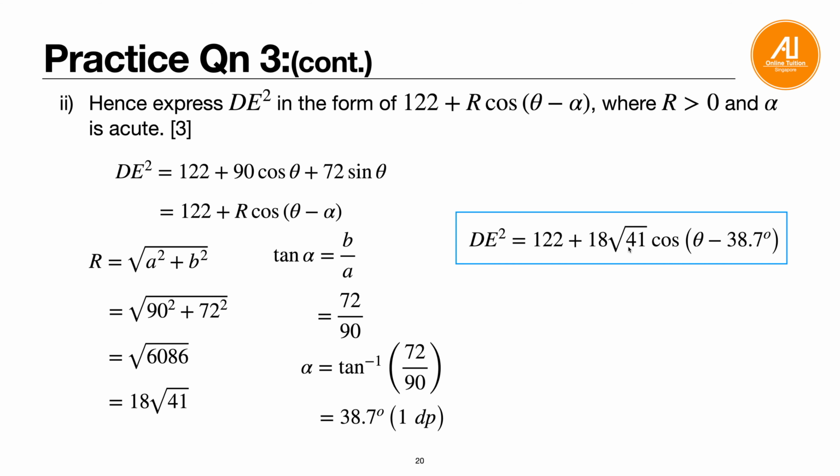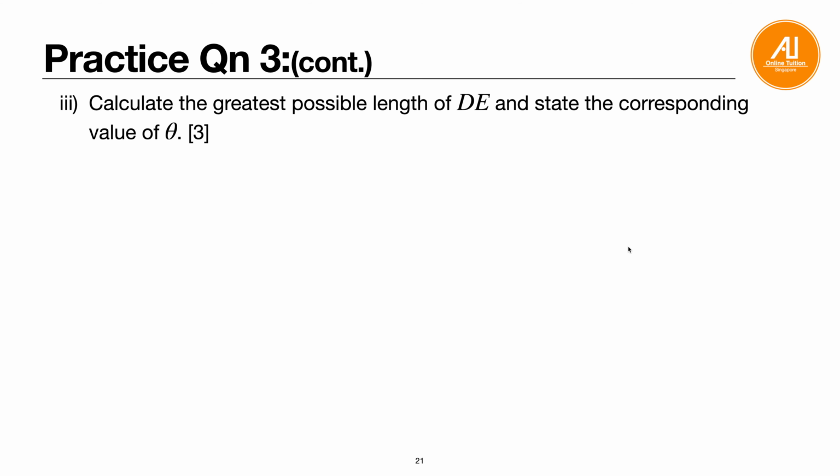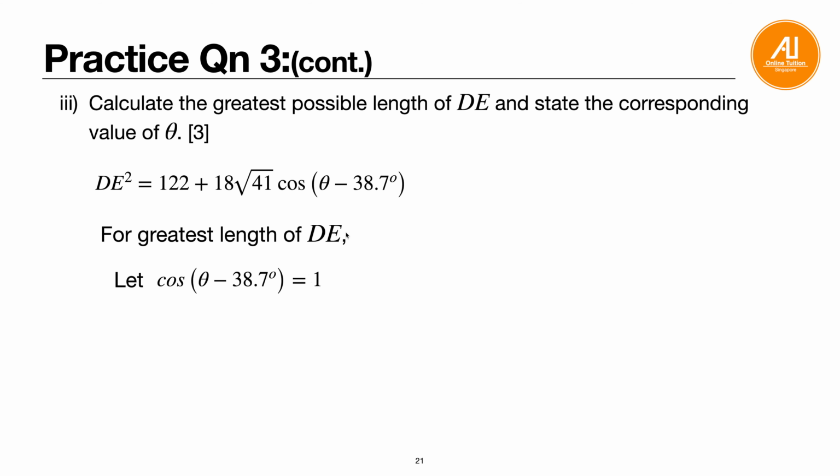Okay, 3 marks. Last part, find the greatest value of DE and then the corresponding theta. So same thing. From the previous part, the answer, DE square equals this. So if you want the greatest value, for your cosine graph, it can fluctuate from what? 1 to minus 1. So if you want the greatest, you let this whole cosine term be 1. So the answer will just be DE square equals 122 plus 18 square root 41 times 1.